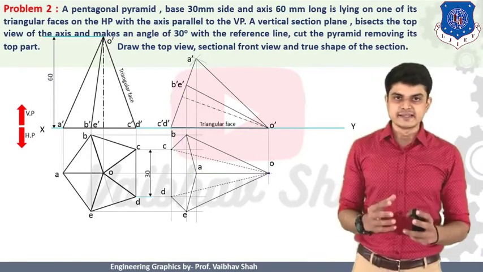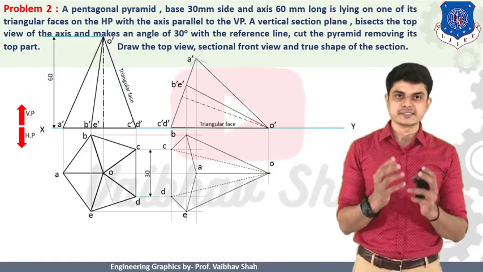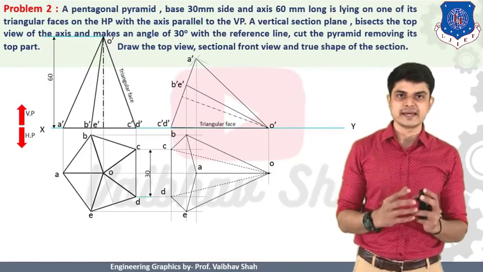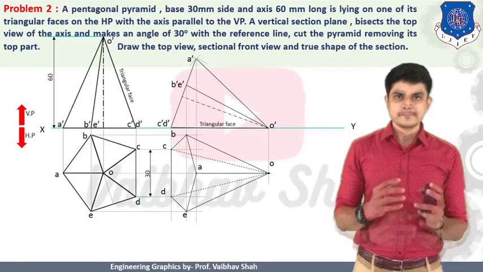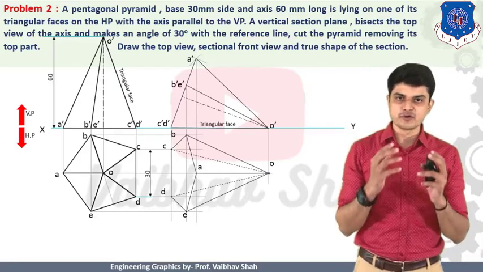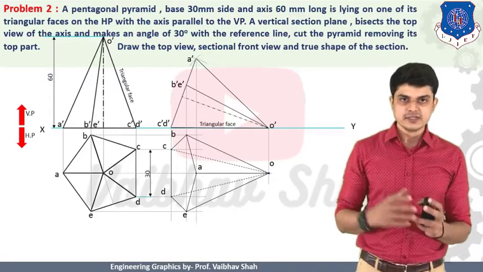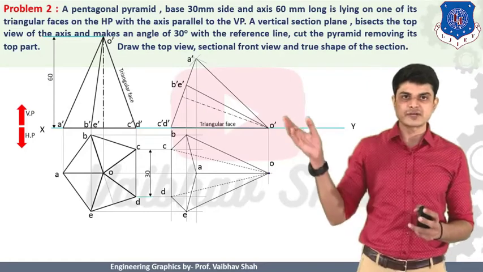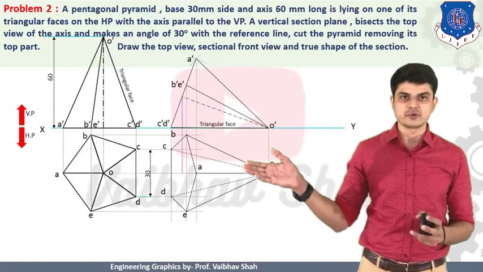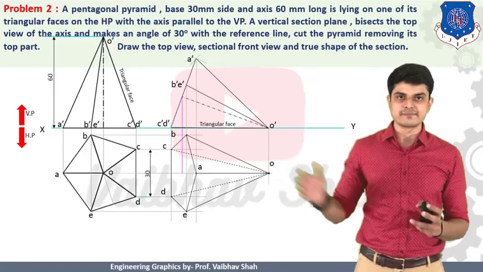Here in the example, let us read the equation. It is said that you should have a vertical section plane cutting in such a way that it bisects the top view of the axis, and it is at 30 degrees with the reference line. So this is your top view. Let us find out first the axis of your object. We should transfer the point of axis onto your line. So this will be the total dimension of your axis, O till that pink line.